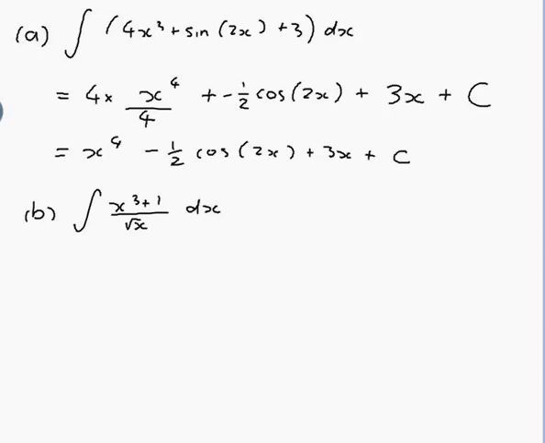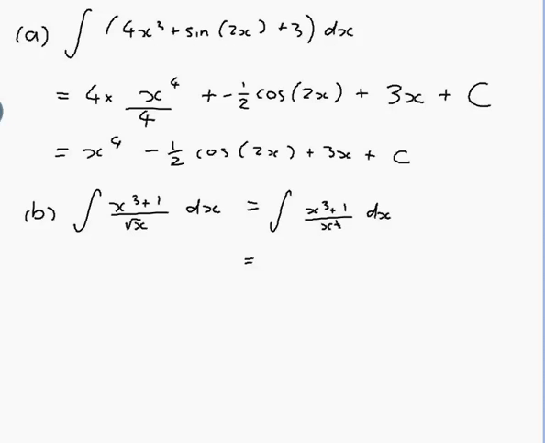Well, I could just divide each of those things separately by root x, and that might make it easier, because root x actually is a power, isn't it? It's x to the half. If I could write everything as a power of x, then I could just use the ordinary rule of put the power up by 1, divide by new power. So let's just rewrite that then. That would be x cubed plus 1 divided by x to the half.